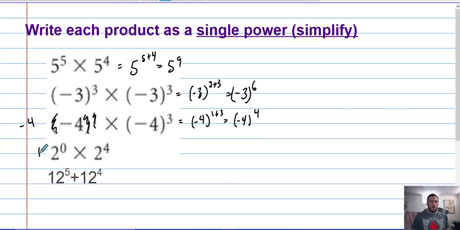Again, this is 1, but if I wanted to think about that 1 as a power of base 2, then this becomes 2 to the 0 plus 4, which is 2 to the 4.